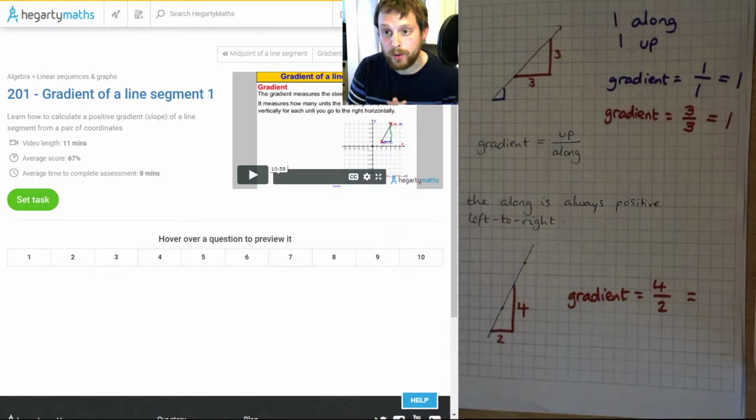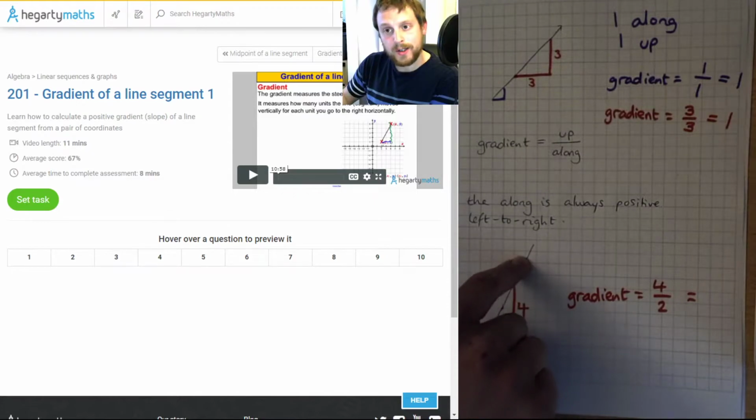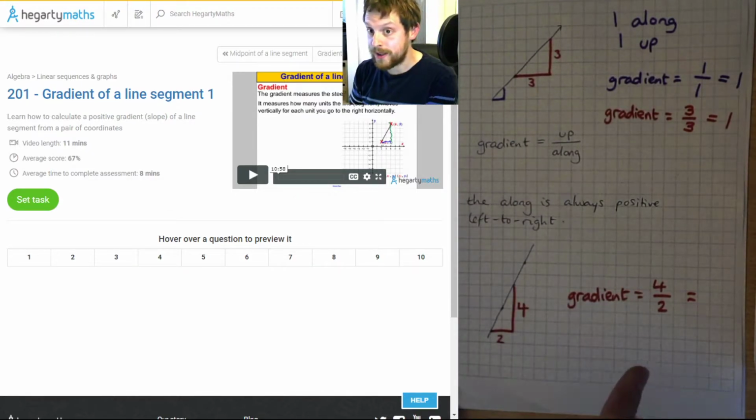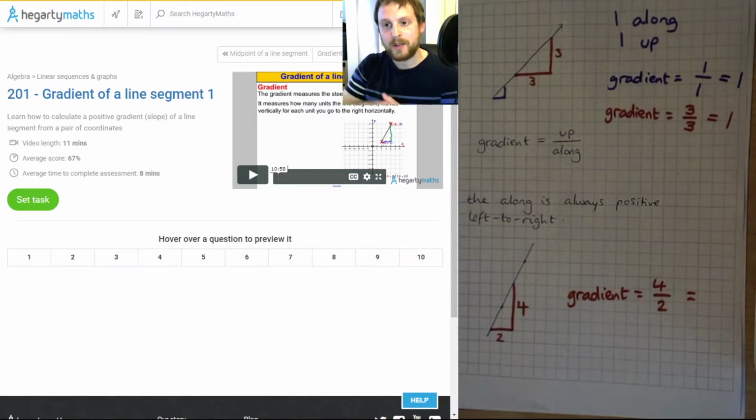You get to choose. You could have gone 1 along and 2 up if you'd preferred, and then it would have been 2 divided by 1. You could also go 3 along and 6 up, or 4 along and 8 up, or 100 along and 200 up. There's nothing special about the up and along numbers that you pick.